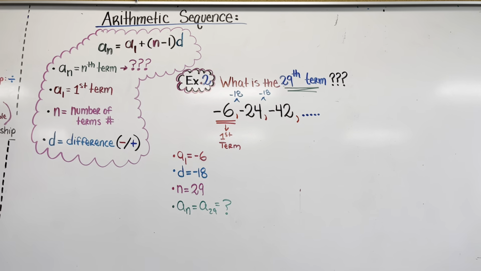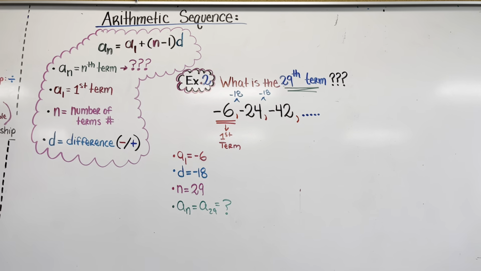So now all we're going to do is plug in everything that we have inside of our arithmetic sequence equation. Once again, AN actually equals A29 because we're trying to look for the 29th term, equals everything that you see. I'm just going to rewrite everything and then we're going to plug in. So equals A1, which is the first term, plus parentheses N, which is the number of terms, minus 1, parentheses closed, times the common difference.